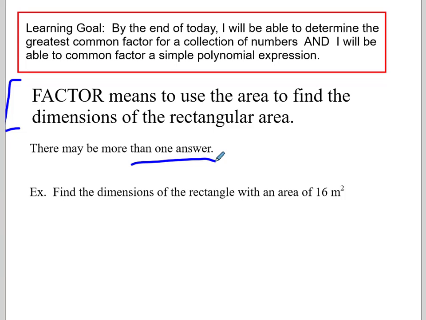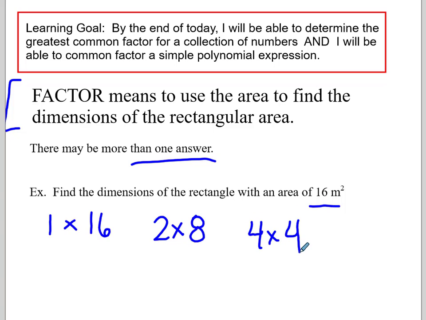If I asked you to find the dimensions of a rectangle with an area of 16 square meters, you would have several options. You could go 1 times 16, you could go 2 times 8, or you could go 4 times 4. All three of those would be correct. And all of these values, 1, 16, 2, 8, and 4, are all factors, or multiplication building blocks of the number that we find through multiplication.